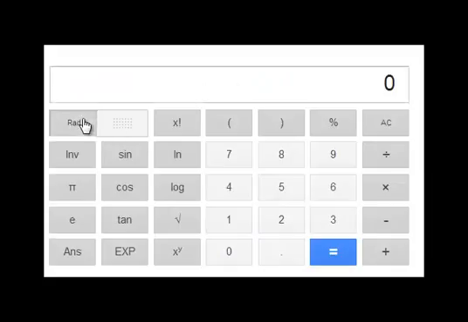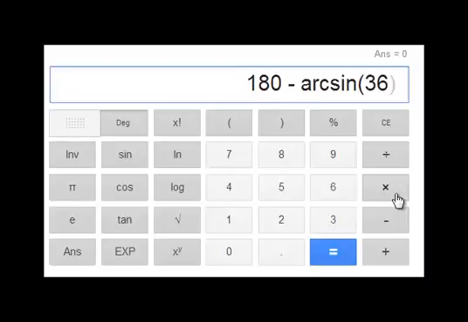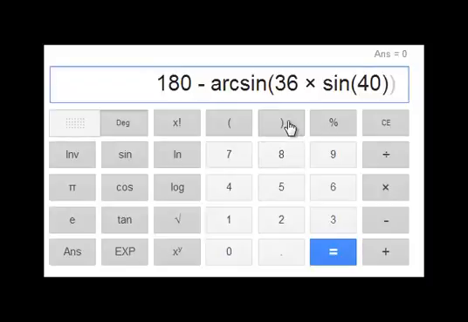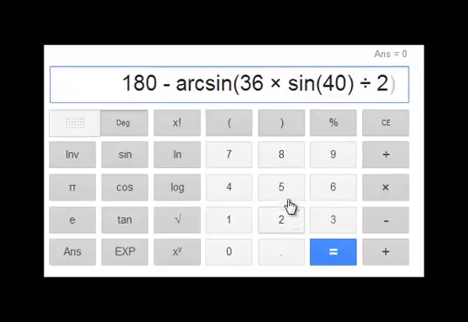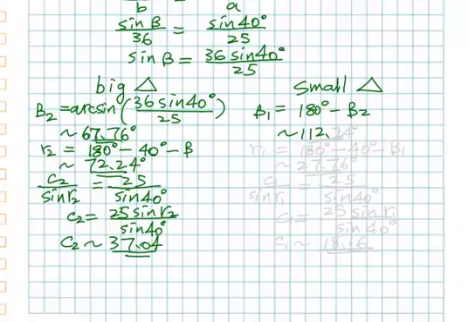Set the calculator in degree mode, 180, subtract arcsine, 36 times sine 40, close the parentheses, divided by 25, close the parentheses again, equals. Beta sub 1 is approximately 112.24 degrees.